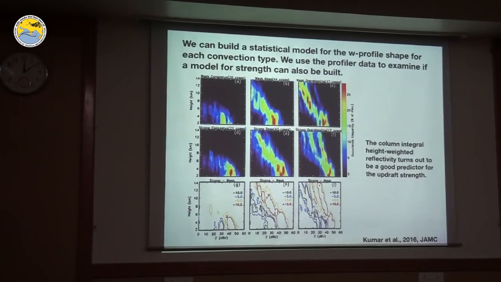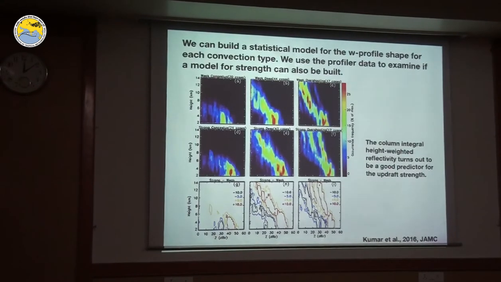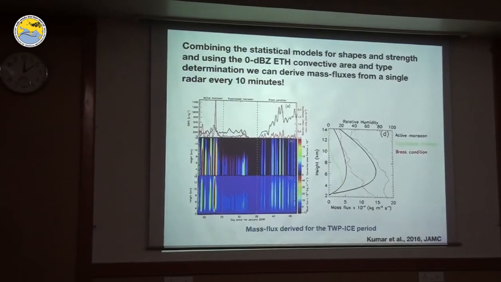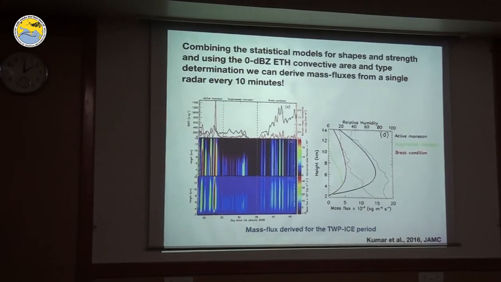So we build a statistical model where the shape is determined by how deep the cloud is, the strength is determined by the vertically integrated reflectivity, and Bob's your uncle, and the number of clouds we can determine from the radar scan. So suddenly we can make a mass flux profile for a region from a single radar, which is quite remarkable because that means we can make it everywhere, anytime on Earth where there's a radar.